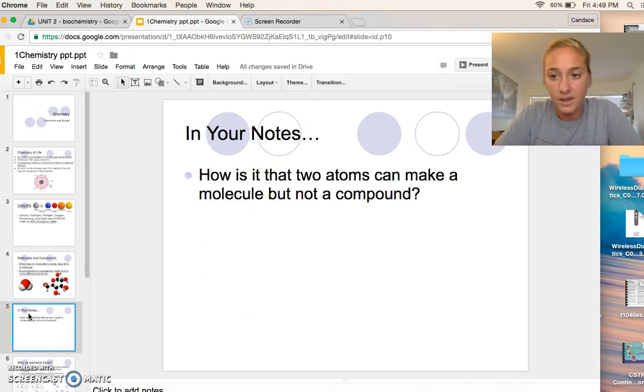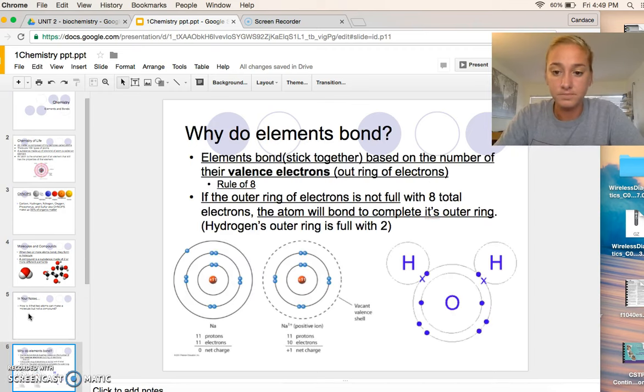If we were in class, I would give you guys time to talk about this and I would ask, how is it that 2 atoms can make a molecule and not a compound? We kind of just went over that example. If you have a molecule that just has the same elements in it, like oxygen bonded together, or 2 hydrogens bonded together, or 2 nitrogens, those things would be molecules. They would not be compounds because compounds have 2 different types of atoms.